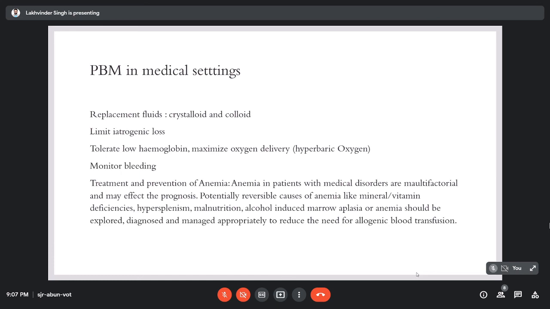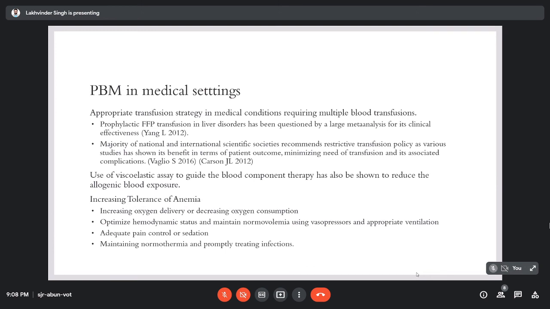Monitor the bleeding. Treat and prevent anemia. Do not give red cells for an anemia which can be treated with iron or B12 or other such things. In PBM in medical settings, various studies, like prophylactic FFP transfusion in liver disorders, have been questioned by a large meta-analysis. They say it doesn't help much. The studies now going on are to see whether FFP transfusion or blood component transfusion is useful. Is it improving mortality?